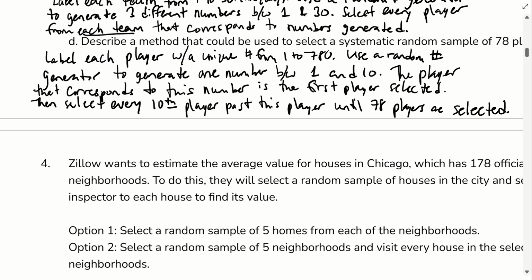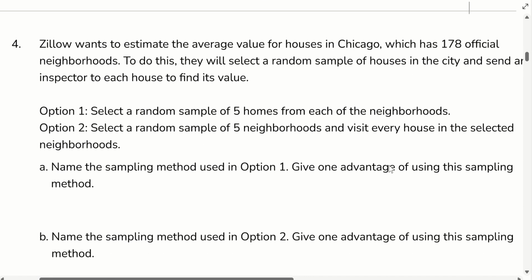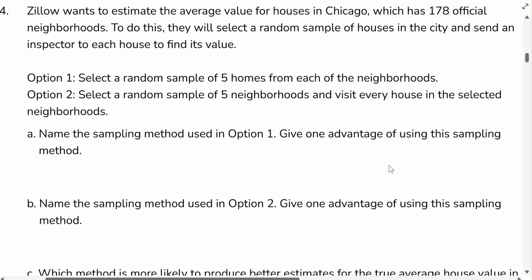So this is a really good question to highlight the difference in the methods, and how to actually explain them. This is why it's very important to have these exercises so that you can practice that. All right, so Zillow wants to estimate the average value for houses in Chicago, which has 178 official neighborhoods. To do this, they will select a random sample of houses in the city and send an inspector to each house to find its value.